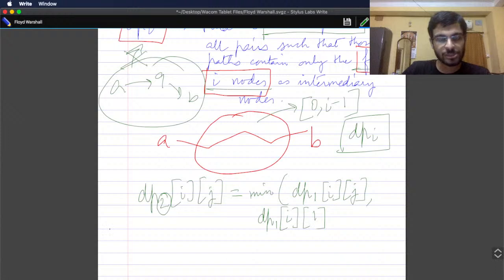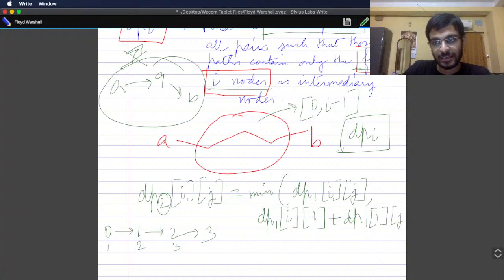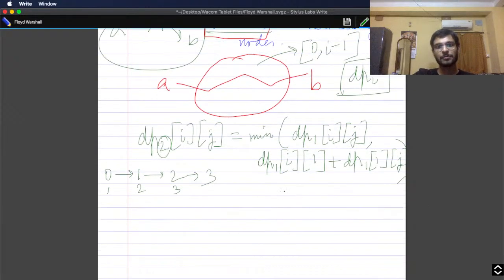Actually, this is how we have labeled it. The first vertex is 0, then we have 1, then 2, and then 3. So when I'm talking about the first vertex, it is 0. When I'm talking about the second vertex, it is 1. When I'm talking about the third vertex, it is 2. So what I'm saying is take me first to the second vertex, which is 1, then take me from there to j. This is one path which dp1 ij does not give me.